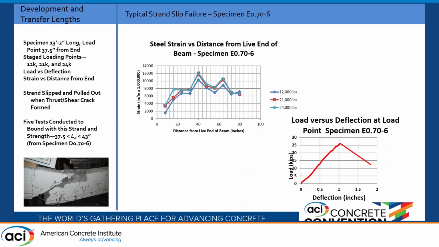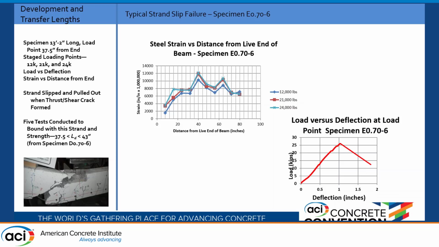Here's one with the same specimen, but if you notice, it's the E specimen. So this is the fifth time we tested this. We started out at that 100-inch level, and then we kept getting shorter and shorter, and we never could get aggressive enough until we got to this specimen, where the load point was at about 37.5 inches when it slipped, and we also got a 43-inch specimen, where we actually got a flexure load. So we bonded the transfer length with this kind of testing, again for this 0.7 strand and for this concrete strength.